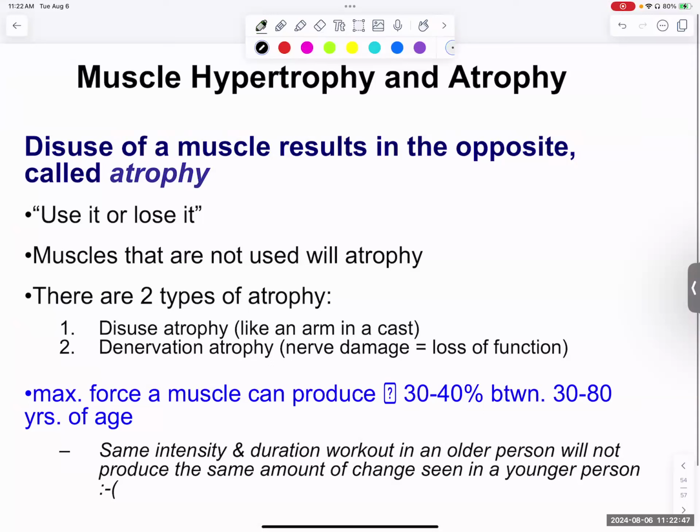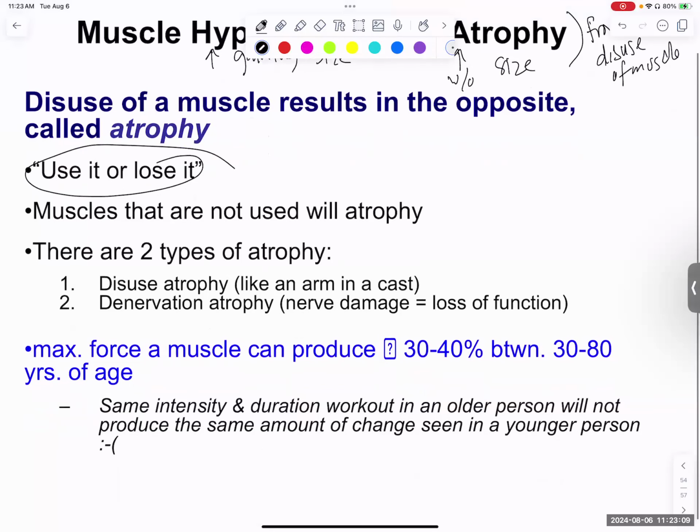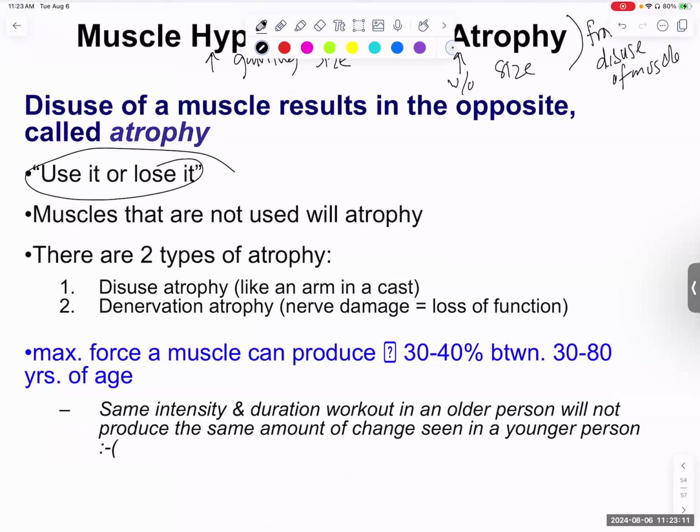Hypertrophy is gaining size. So hyper is large, atrophy means without size. So atrophy is from disuse of muscle. So you're not using it. It's use it or lose it. Any kind of training adaptations you have to training can go away if you do not use them, and that's called atrophy. So atrophy happens if you're not exercising regularly or bed rest or you have an injury, something like that. It can also happen with age.